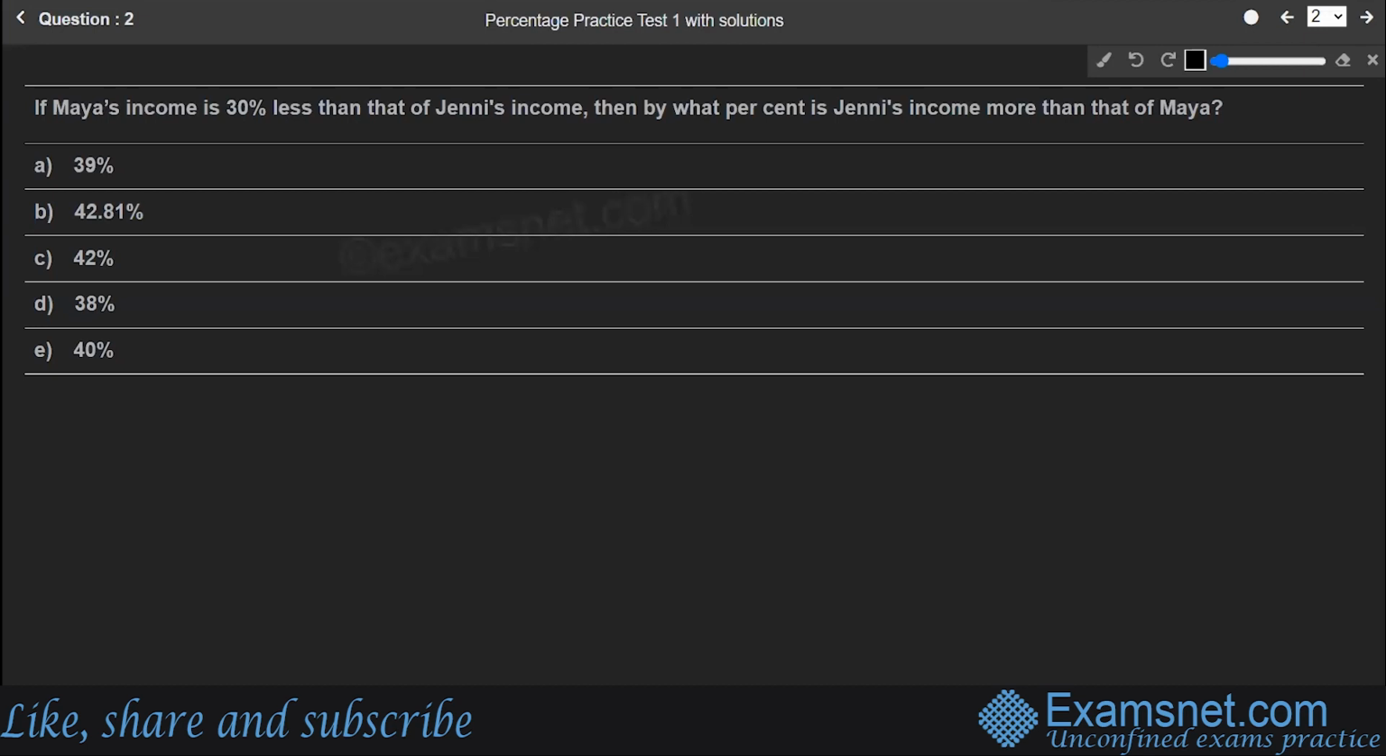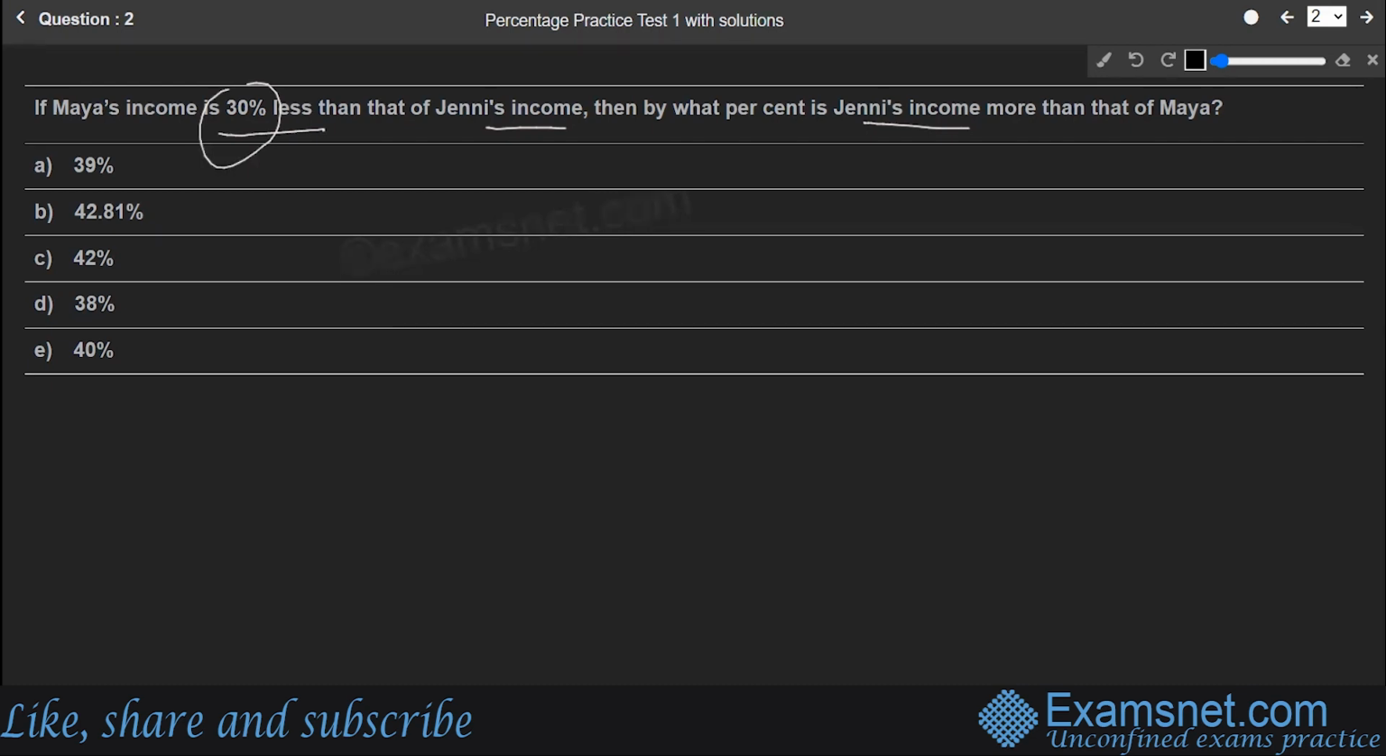Okay, so the question says if Maya's income is 30% less than that of Jenny's income, then by what percent is Jenny's income more than that of Maya? In these types of questions where all the data is given in terms of percentage only, we can start by assuming the required thing that is supposed to be calculated is x, or rather, instead of x, we can assume it to be 100.